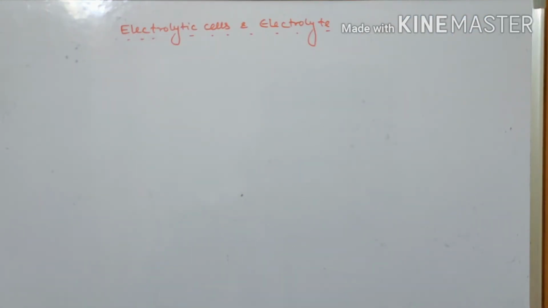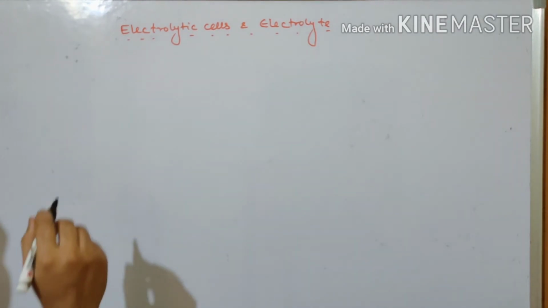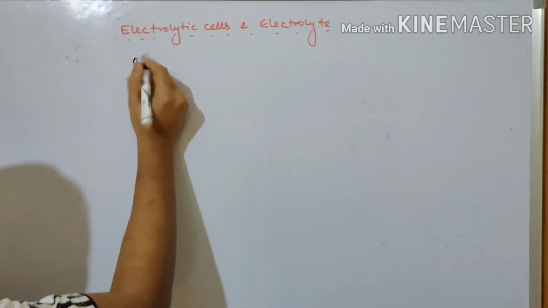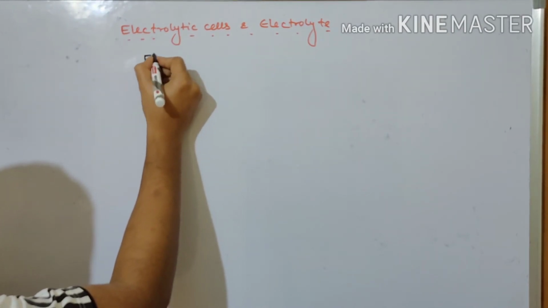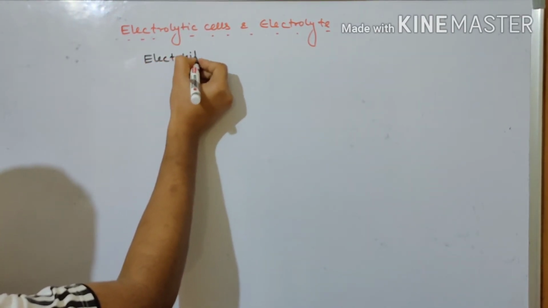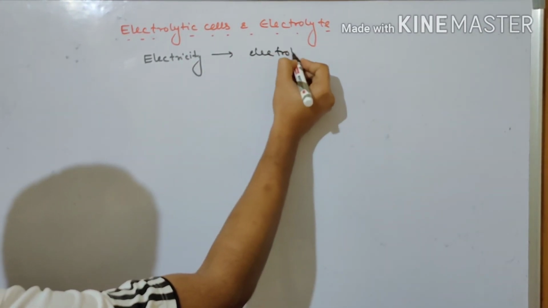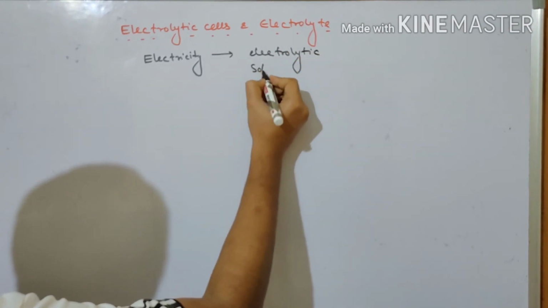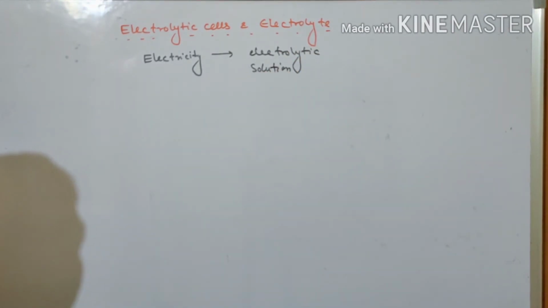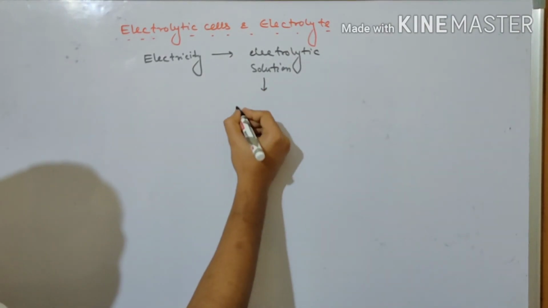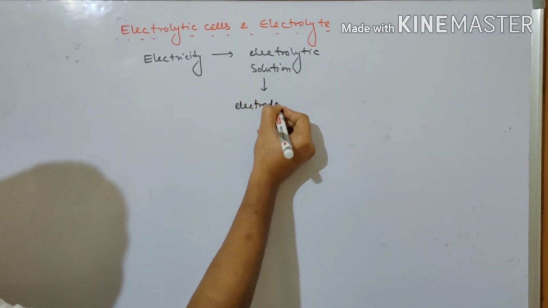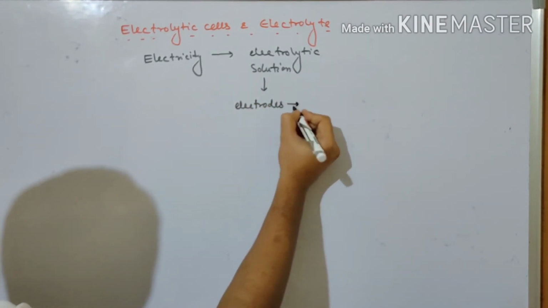So we are into a new segment of this chapter. Remember, this is the third segment of this chapter. It is called electrolytic cells and electrolysis. What is the process? Suppose electricity is passed through electrolytic solution. What will happen? We have seen the electrodes will become thicker.